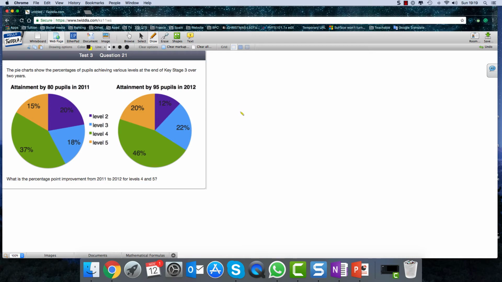The first thing that I did in the previous question was to circle what they were looking for. They were looking for the number of pupils. So what are we looking for here? The percentage point improvement.